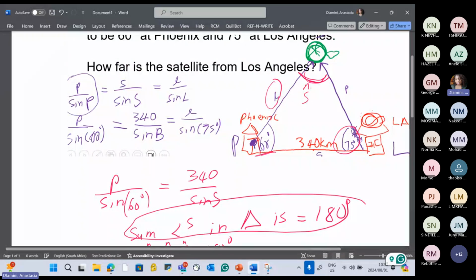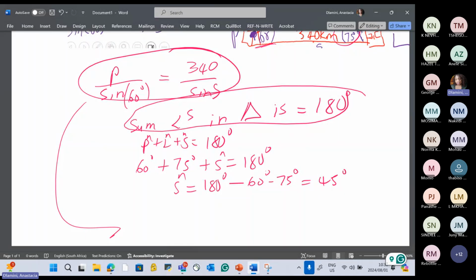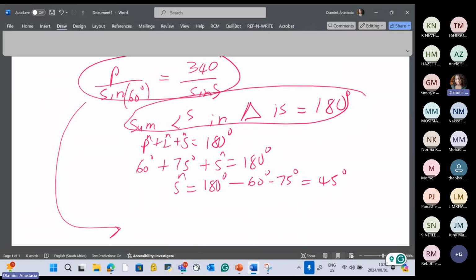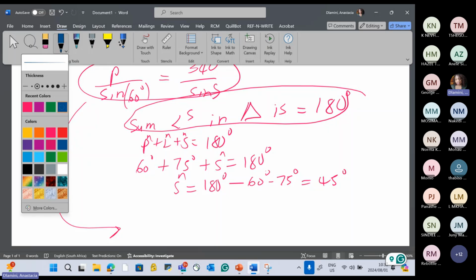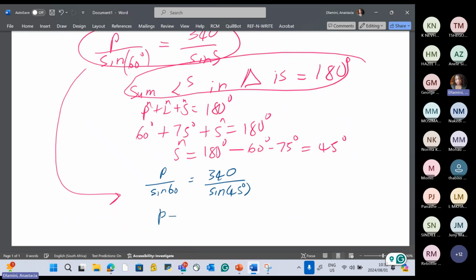Meaning that this angle here is equal to 45 degrees. Meaning that we need to take this one and bring it here and now do what? And now solve. Let's do that, but let's choose a different color. So we know that the small p over sine of 60 degrees is equal to 340 kilometers over sine of 45 degrees, which means p is equal to 340 sine of 60 degrees over sine of 45 degrees.